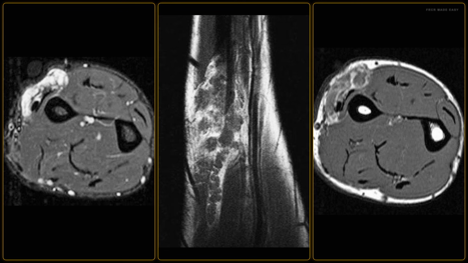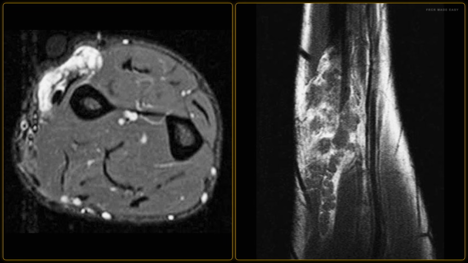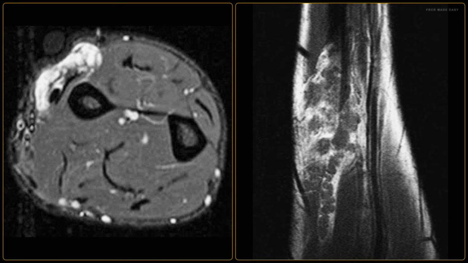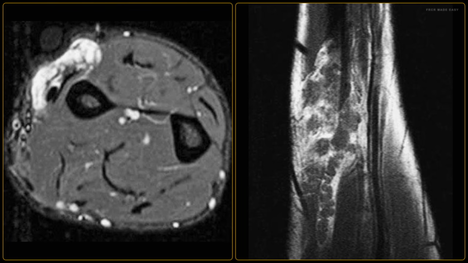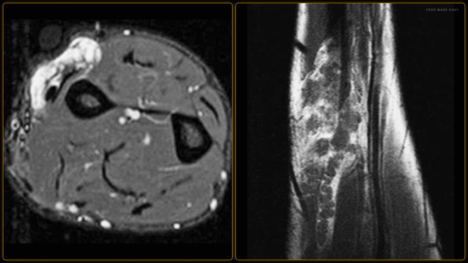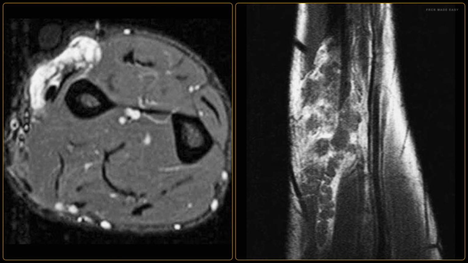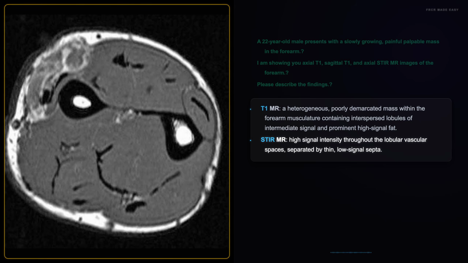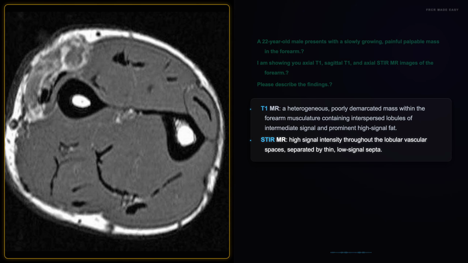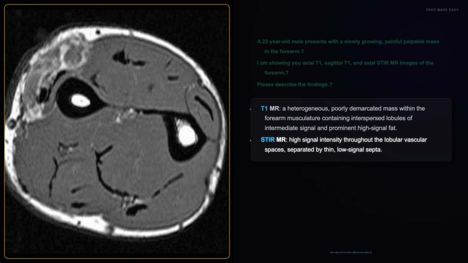Please describe the findings. The T1 magnetic resonance images demonstrate a heterogeneous, poorly demarcated mass within the forearm musculature, containing interspersed lobules of intermediate signal and prominent high signal fat. The STIR image shows high signal intensity throughout the lobular vascular spaces, separated by thin, low signal septa.